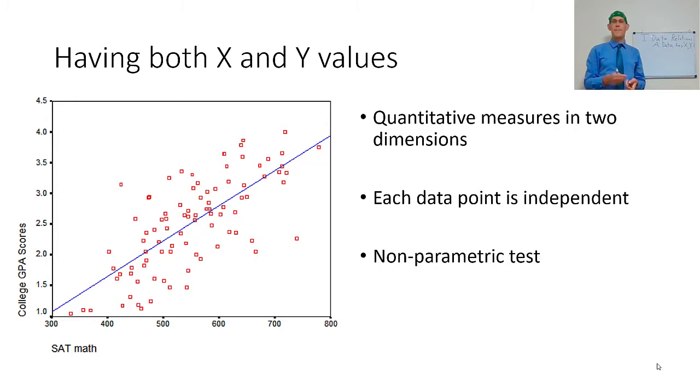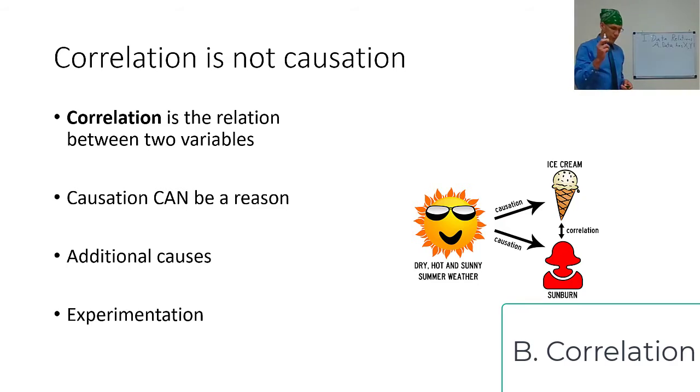Also remember that this is a non-parametric test, so we are sampling from something that does not necessarily have a normal distribution. Now the SAT score and college GPA scores may have a normal distribution, but as we see right here, there's some relation, but is it a good relation? There is a way of telling that we will get to a little later. First off though, do remember, correlation is not causation.